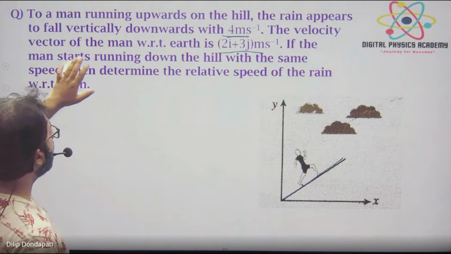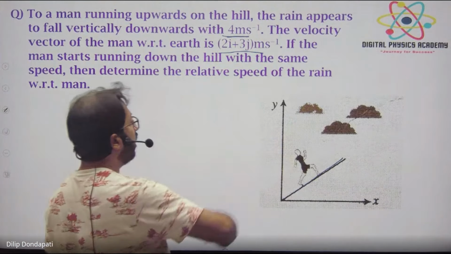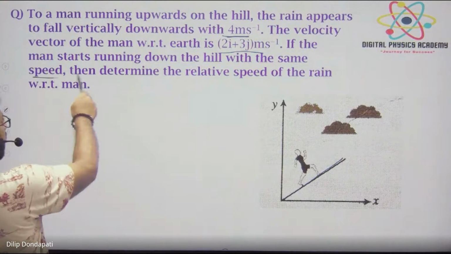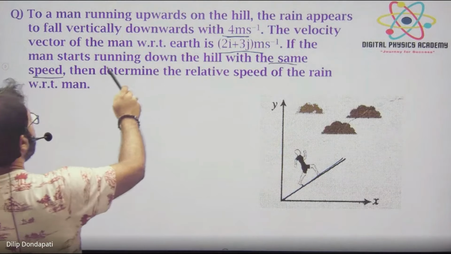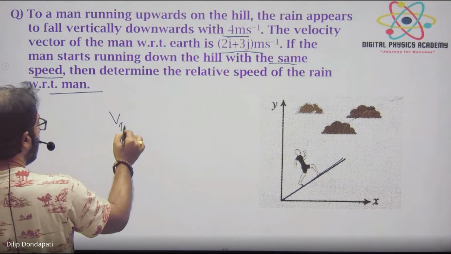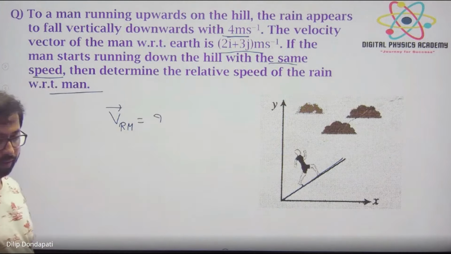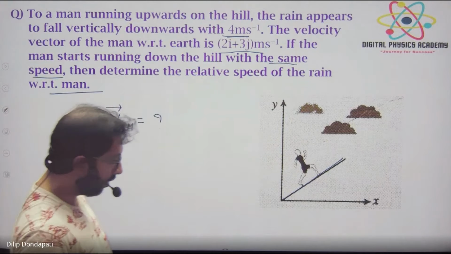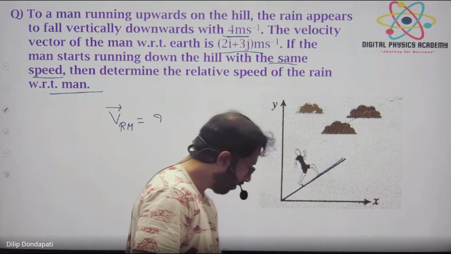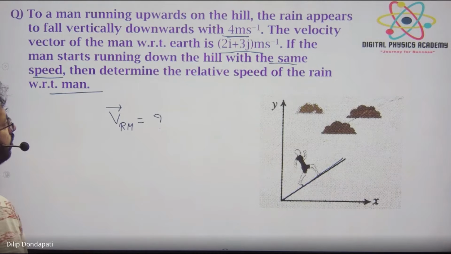If the man starts running down the hill, what about the second case? Again he starts coming down the hill with the same speed, underline same speed. Then determine the relative speed of rain with respect to man. He is telling us to find the velocity of rain with respect to man. Equate the two cases. This is an easy one, try it. You do it first, the answer options come later.